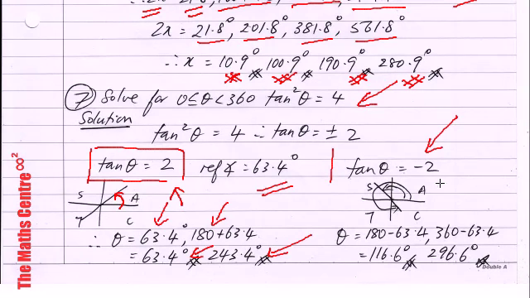On the right hand side, because tangent is negative here, we are looking at angles in the second quadrant and the fourth quadrant. Remember, the reference angle remains the same. So in the second quadrant it will be 180 minus 63.4, and the fourth quadrant will be 360 minus 63.4. When you clean this up, 180 minus 63.4, you will get 116.6 degrees. 360 minus 63.4, you'll get 296.6 degrees.